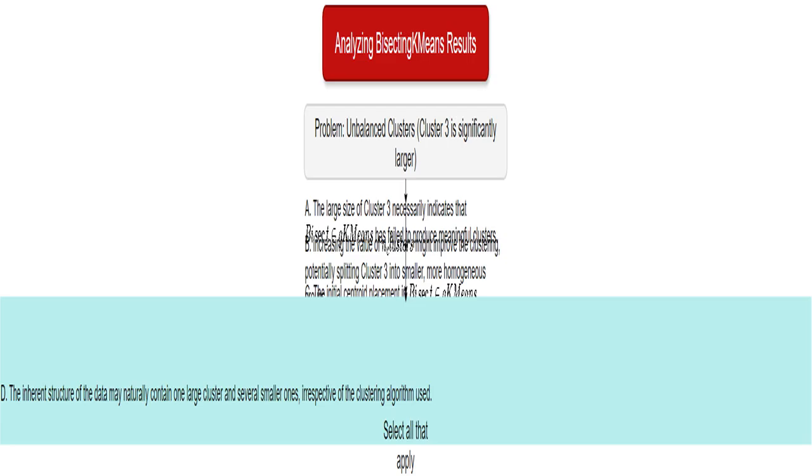Maybe the data itself just has this structure. It's possible that one large group and several small ones is truly how the data is organized, and no matter what clustering algorithm I use, I'll still get that same result. I need to consider that.